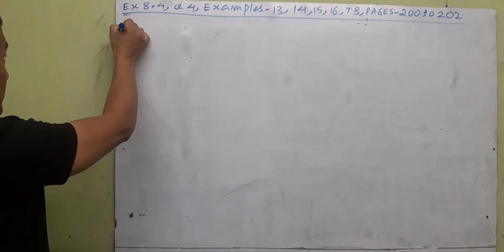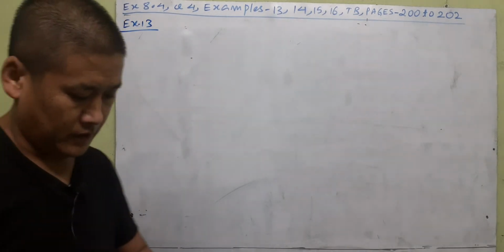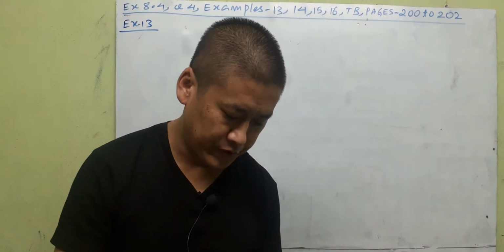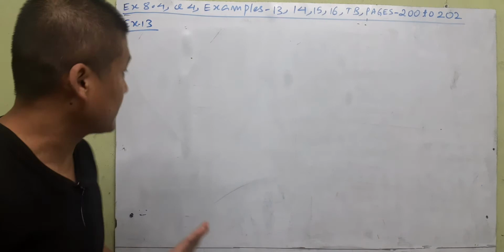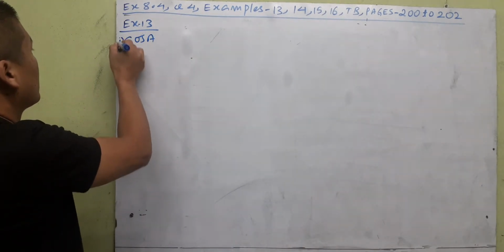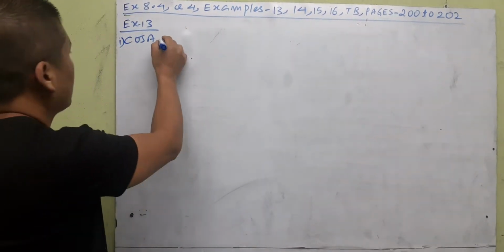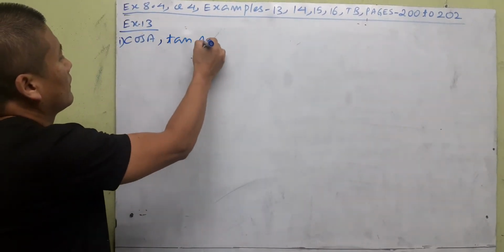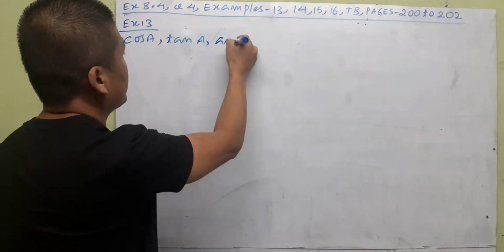Example 13, let us go there. Example 13, you'll find this on textbook page 200. Express the ratios cos A, tan A, and sec A in terms of sin A. Let us start with the first one, cos A. These three you have to find out.